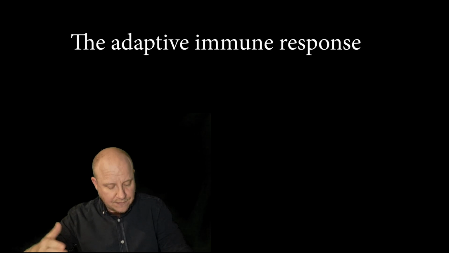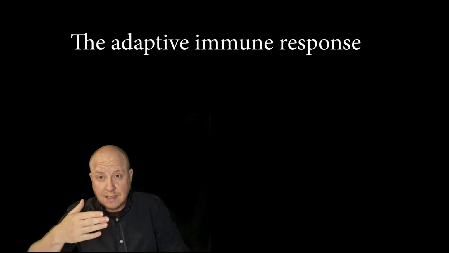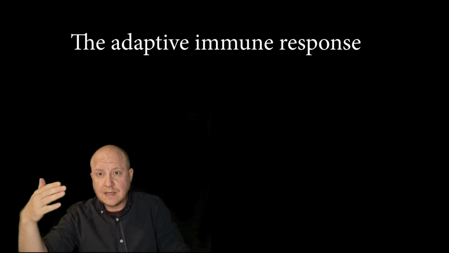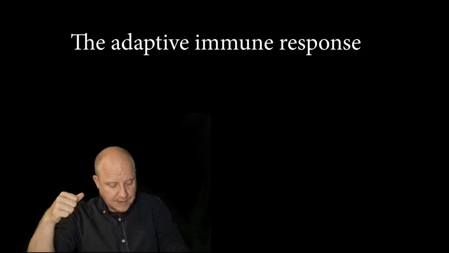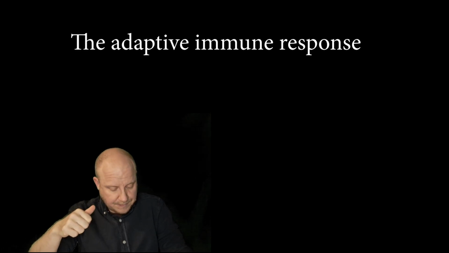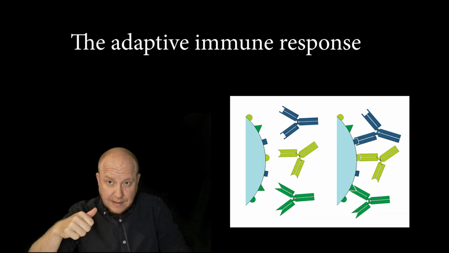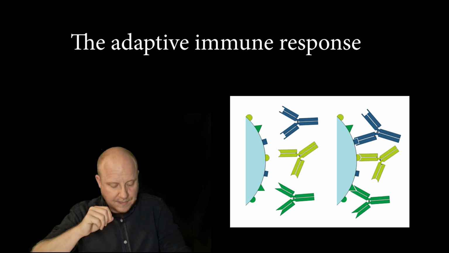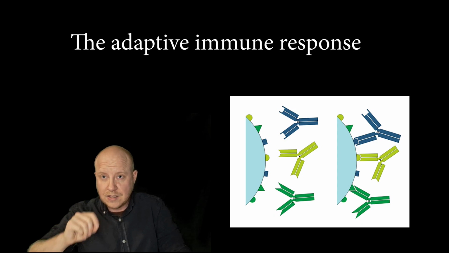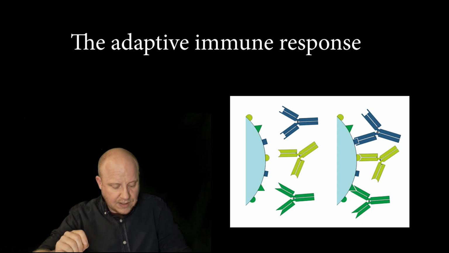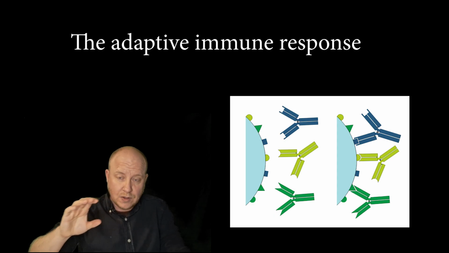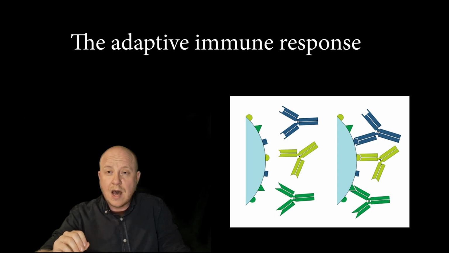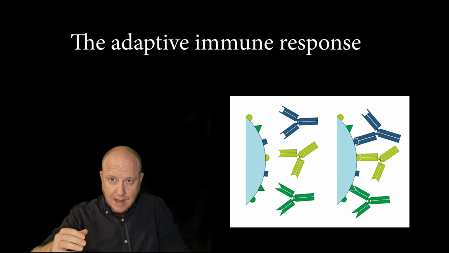The adaptive immune response is based on many specifics. So remember, there's the innate immune response and there's the adaptive immune response. Now we're talking about the adaptive one. Each type of B-lymphocyte makes a specific type of antibody. Each antibody is specific for one antigen. Each antigen is part of a specific group of molecules of a specific pathogen.